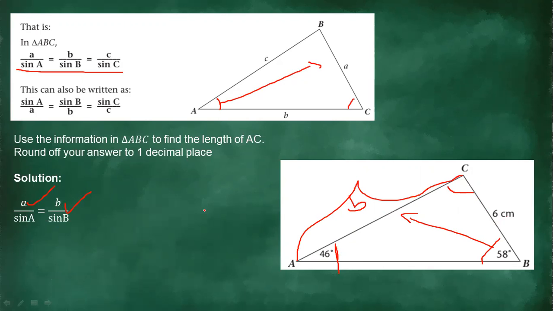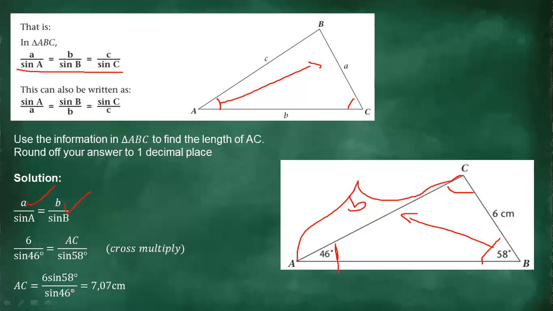All right. Then from there, you substitute the values. Thereafter, you cross multiply, then you're going to be dividing with sine 46 degrees. Then you just press your calculator, and the answer is 7.1 centimeter, not this one, because the instruction is very clear that we should round off to one decimal place. So the answer is 7.1 centimeter. So that is for sine rule.